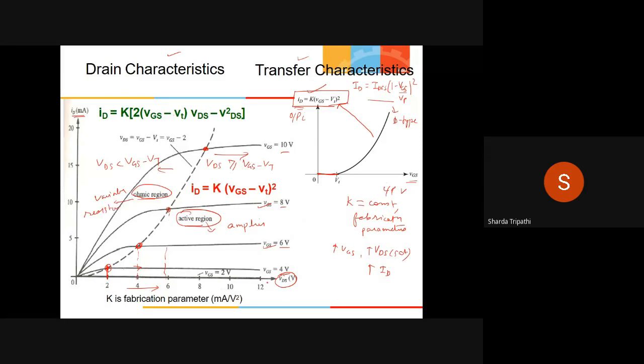And what happens when VGS is equal to VT? So if I say that VT is equal to 2 volts, because typically it is on the order of 2 volts or 1 volt or something like this, you see that over here this line is almost overlapping with the horizontal axis. So this region, where the drain current is 0 and VGS is less than or equal to VT, is known as the cutoff region.